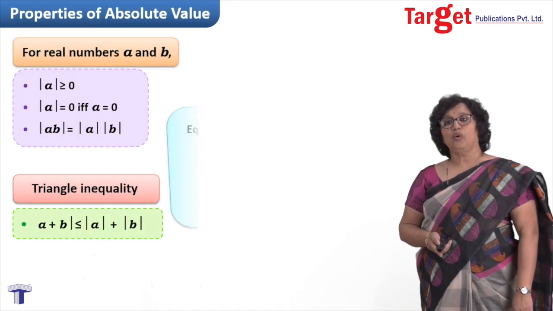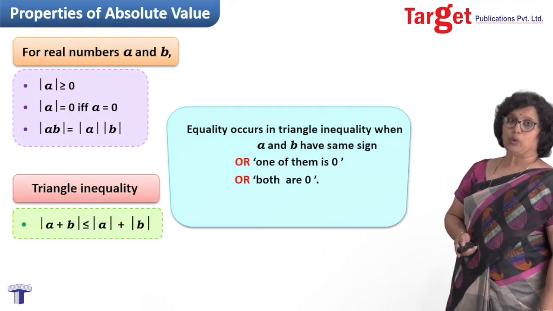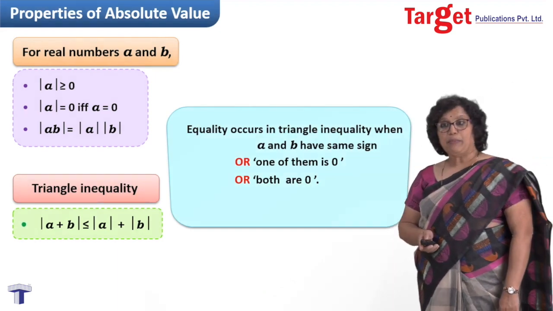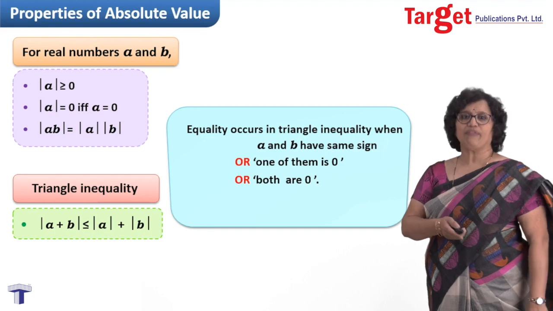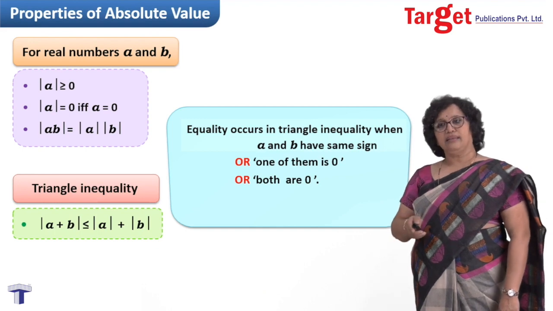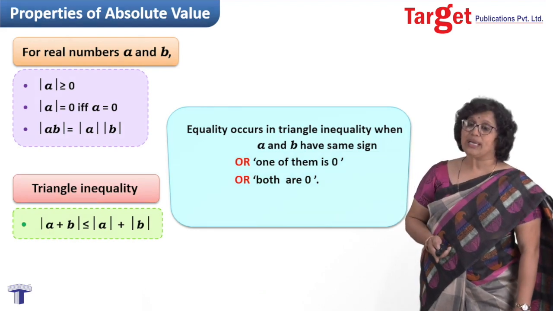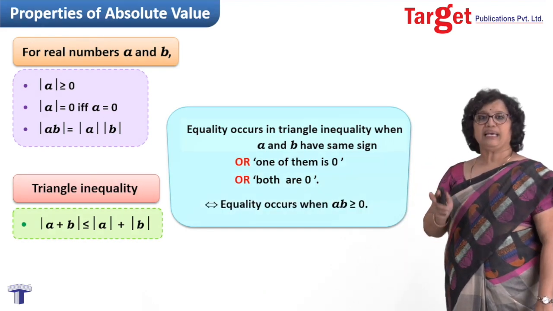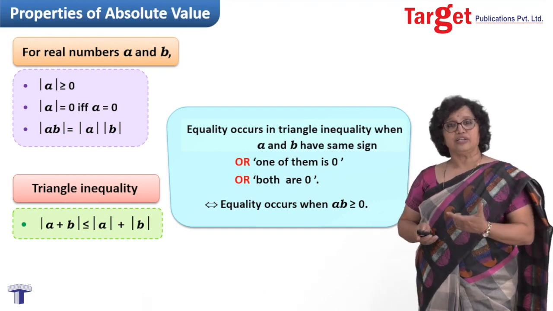Now equality occurs when a and b have the same sign, or one of them is 0, or both are 0. Now one of them 0, both are 0, that was quite intuitively true. But a and b having the same sign will give us the equality, which can also be checked like what we checked before by taking two different numbers in place of a and b. And all this, that a and b have the same sign, or one of them is 0, or both are 0, can be written together in one statement as equality occurs when ab is greater than or equal to 0. This result is extremely important, which we will be using in other chapters also.